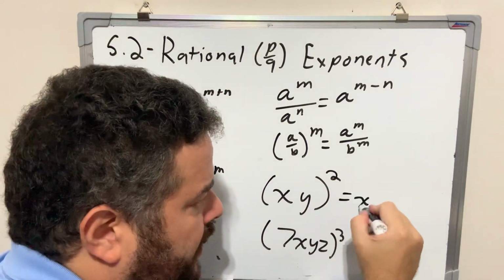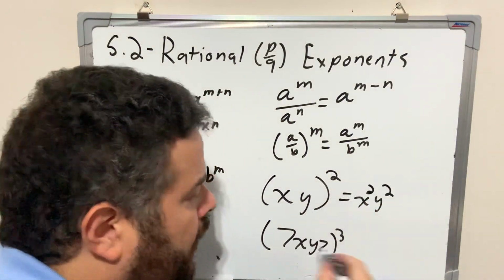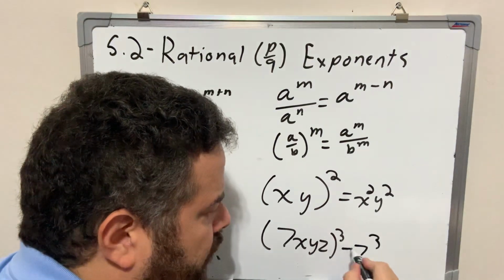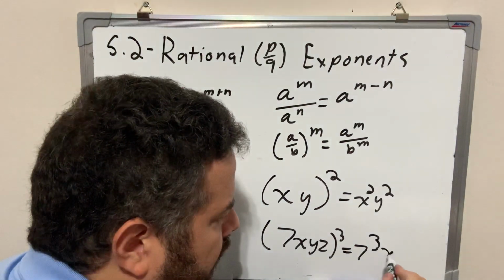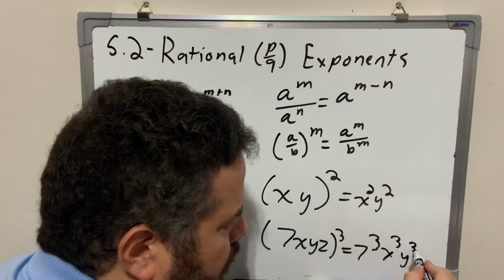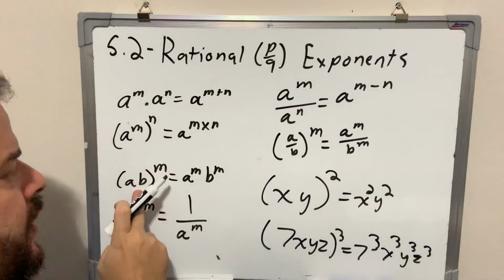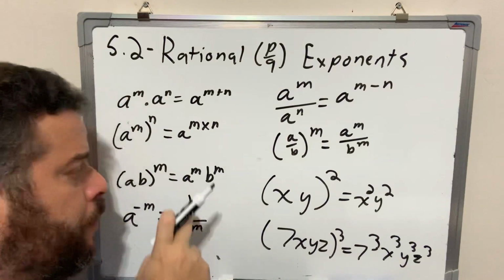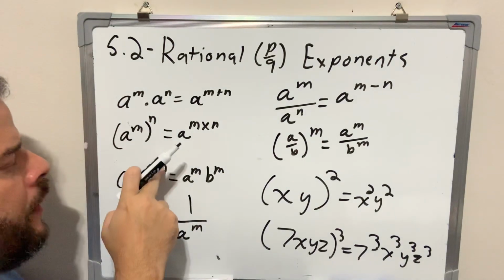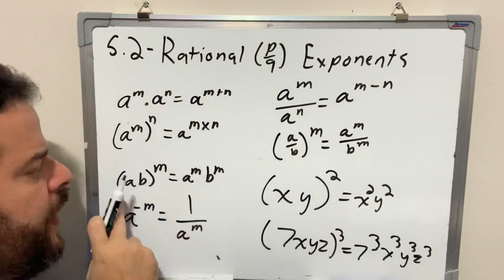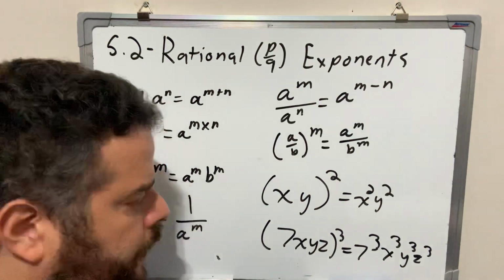This is the same thing as x squared, y squared. This is the same thing as 7 cubed, x cubed, y cubed, z cubed. So pretty much the power of a product, it's just using the distributive property, so to speak, and distributing your exponent into every element within the parentheses. Okay.